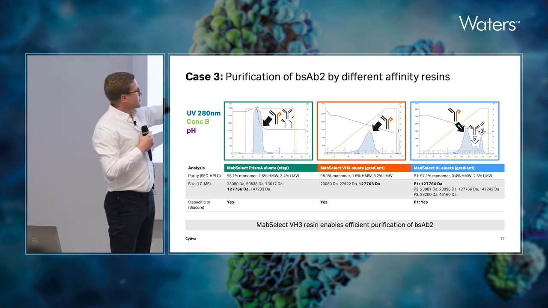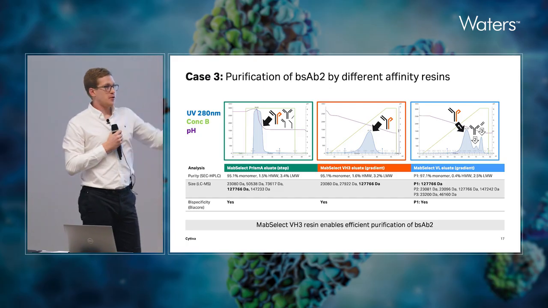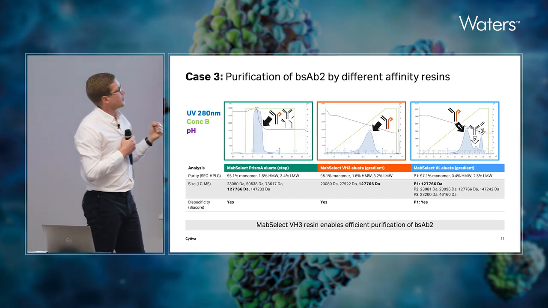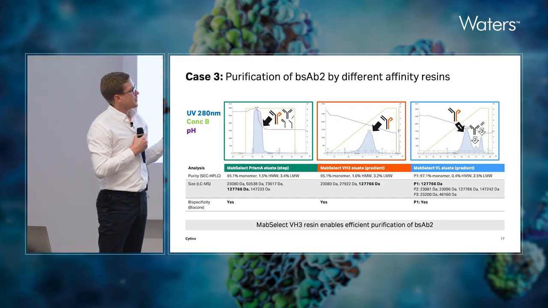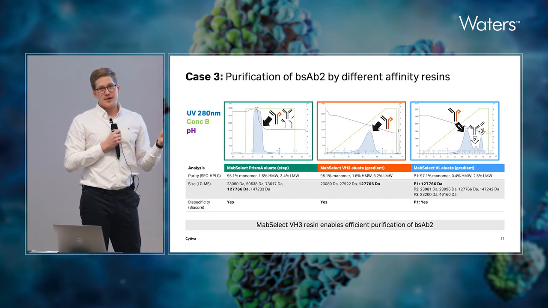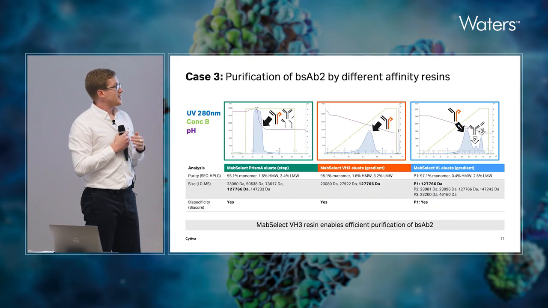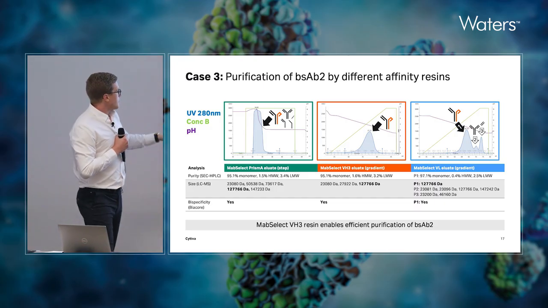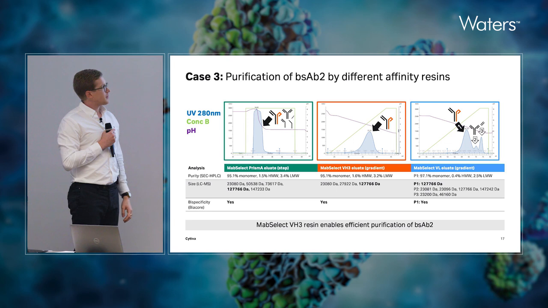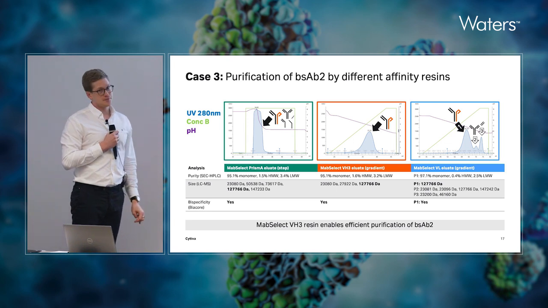If we look at the MabSelect VH3, this one is going to fish out the correct one and more or less only the correct one. If we look at the VL eluate, here we're going to fish out the correct one, and then we can separate away, at least partially, the homodimer eluting later, and then dimer of the light chains that are eluting at the latest. We did a bispecificity on this as well and can see that we have then the correct binding of this construct.